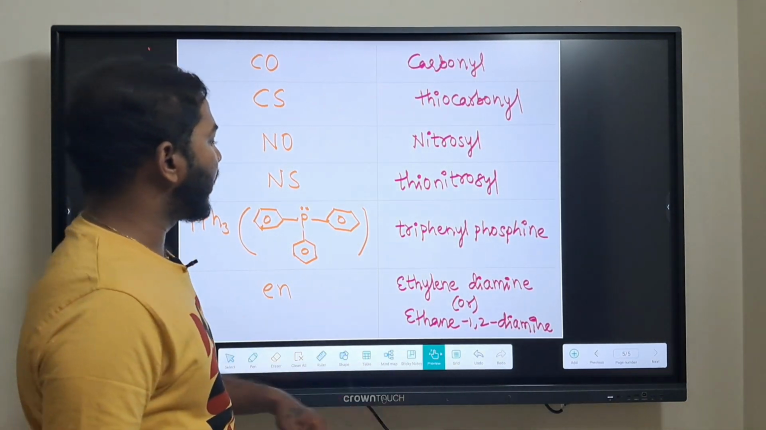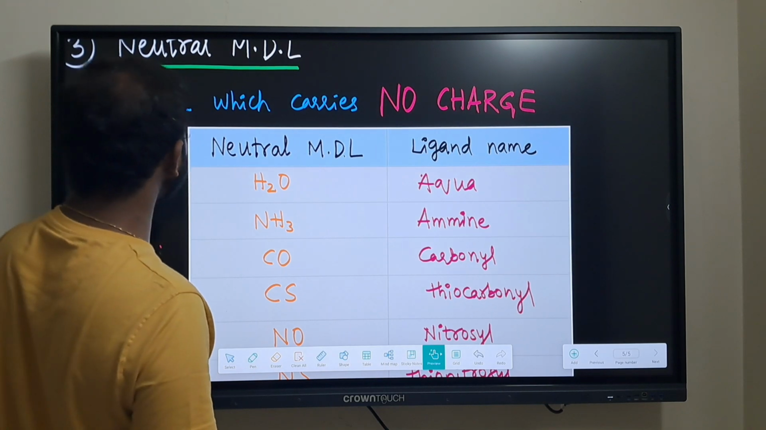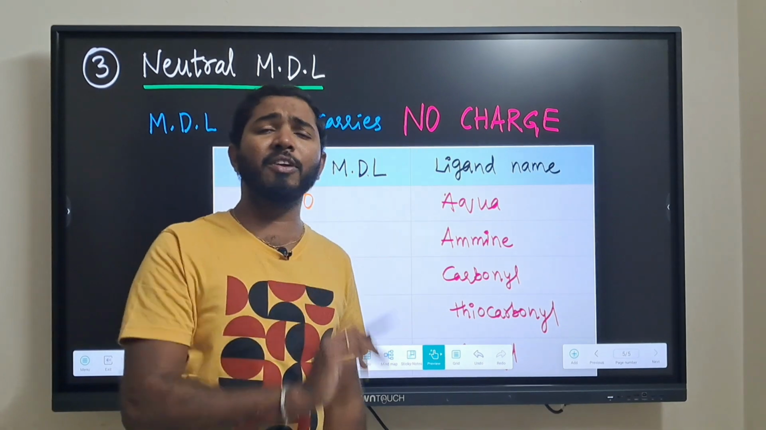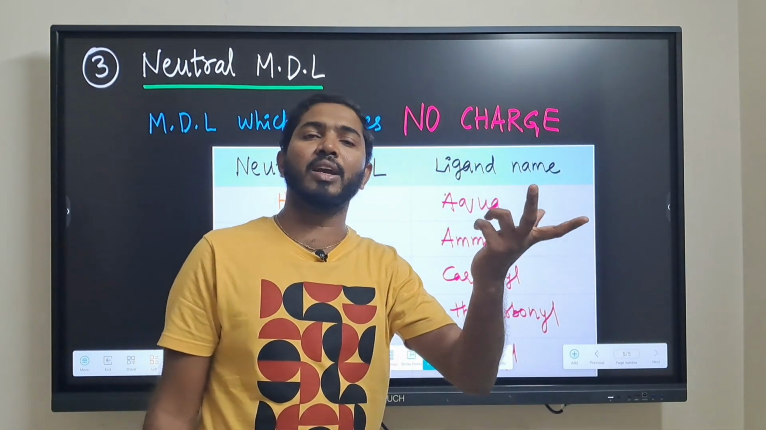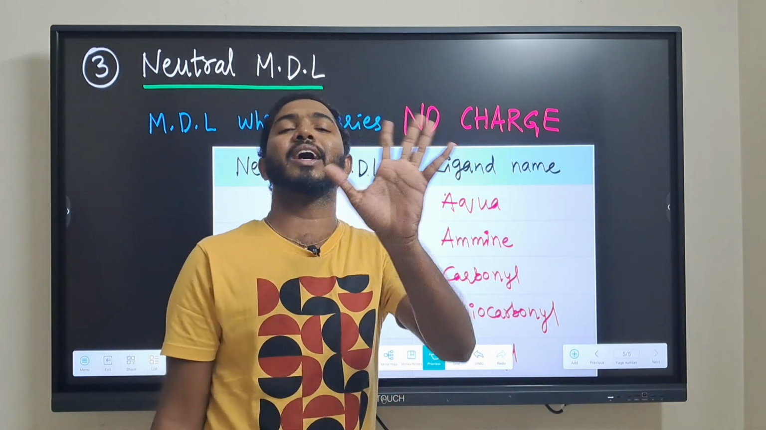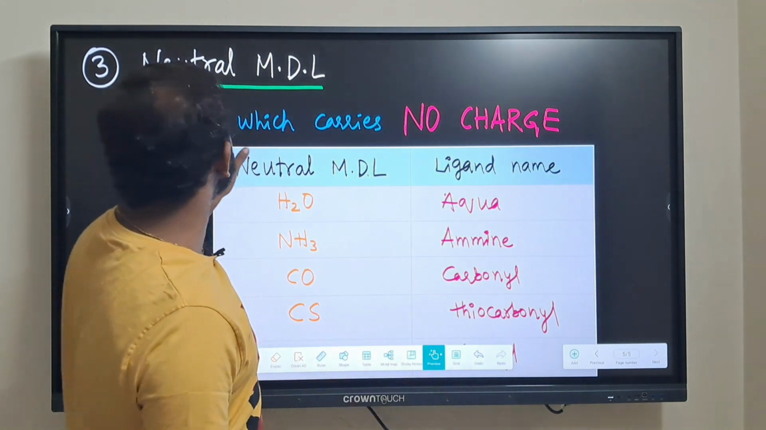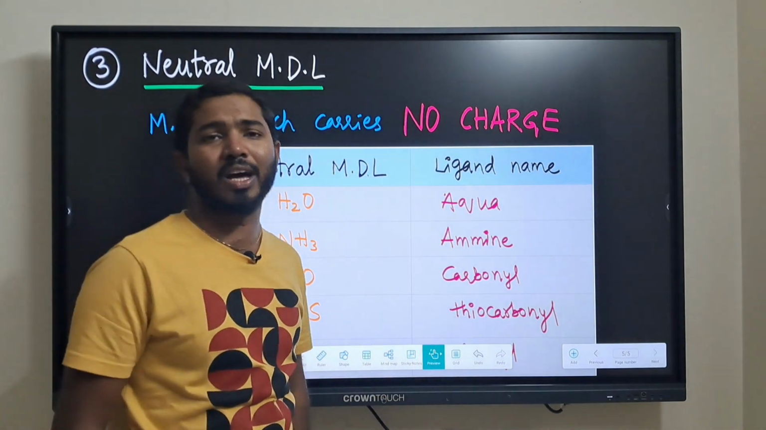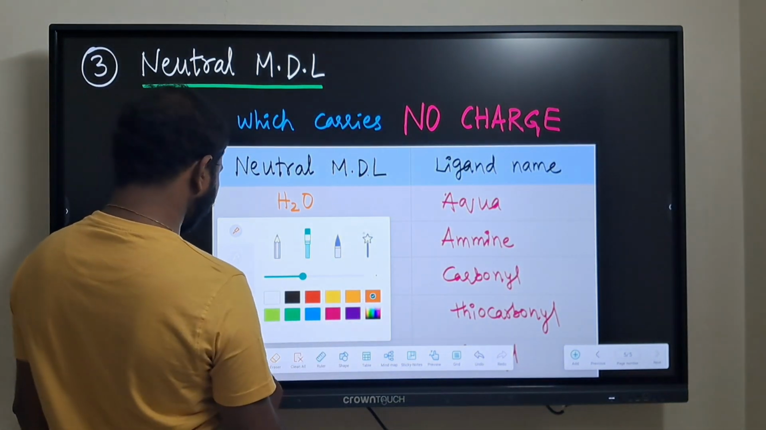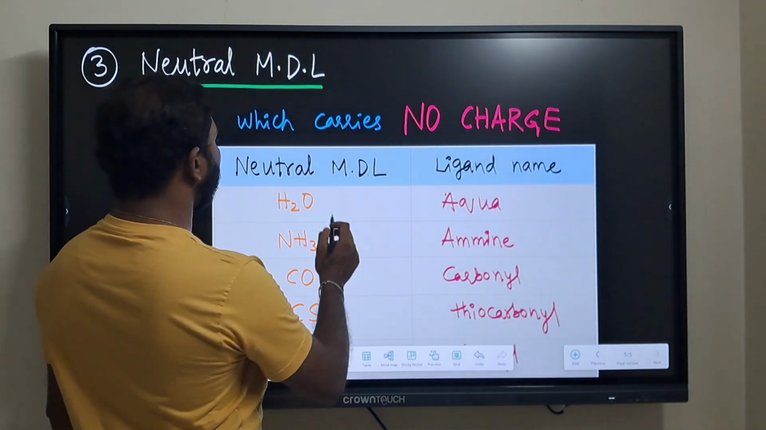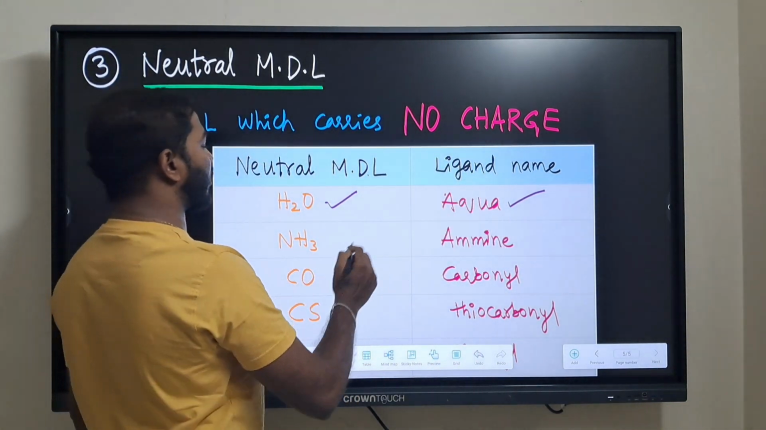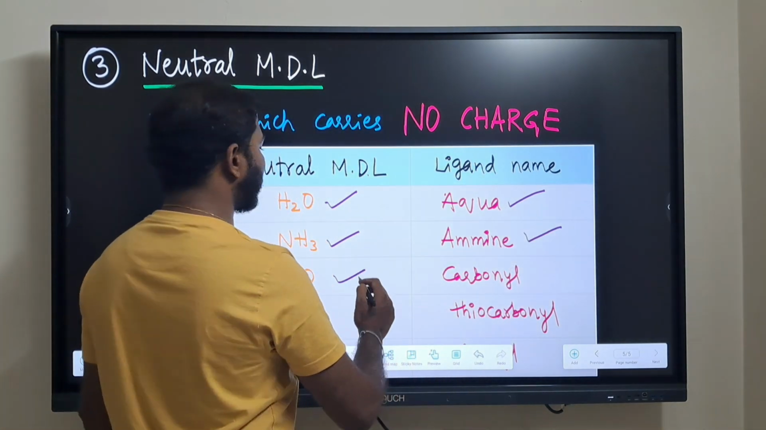Neutral monodentate ligands, just try to understand carefully. It is simple. In the previous two cases we have seen negative monodentate ligands and positive monodentate ligands. Neutral monodentate ligands form one dative bond, but they do not carry any charge. The very important one is H2O, and the ligand name for H2O is aqua. Then NH3 is ammine, and CO is carbonyl.